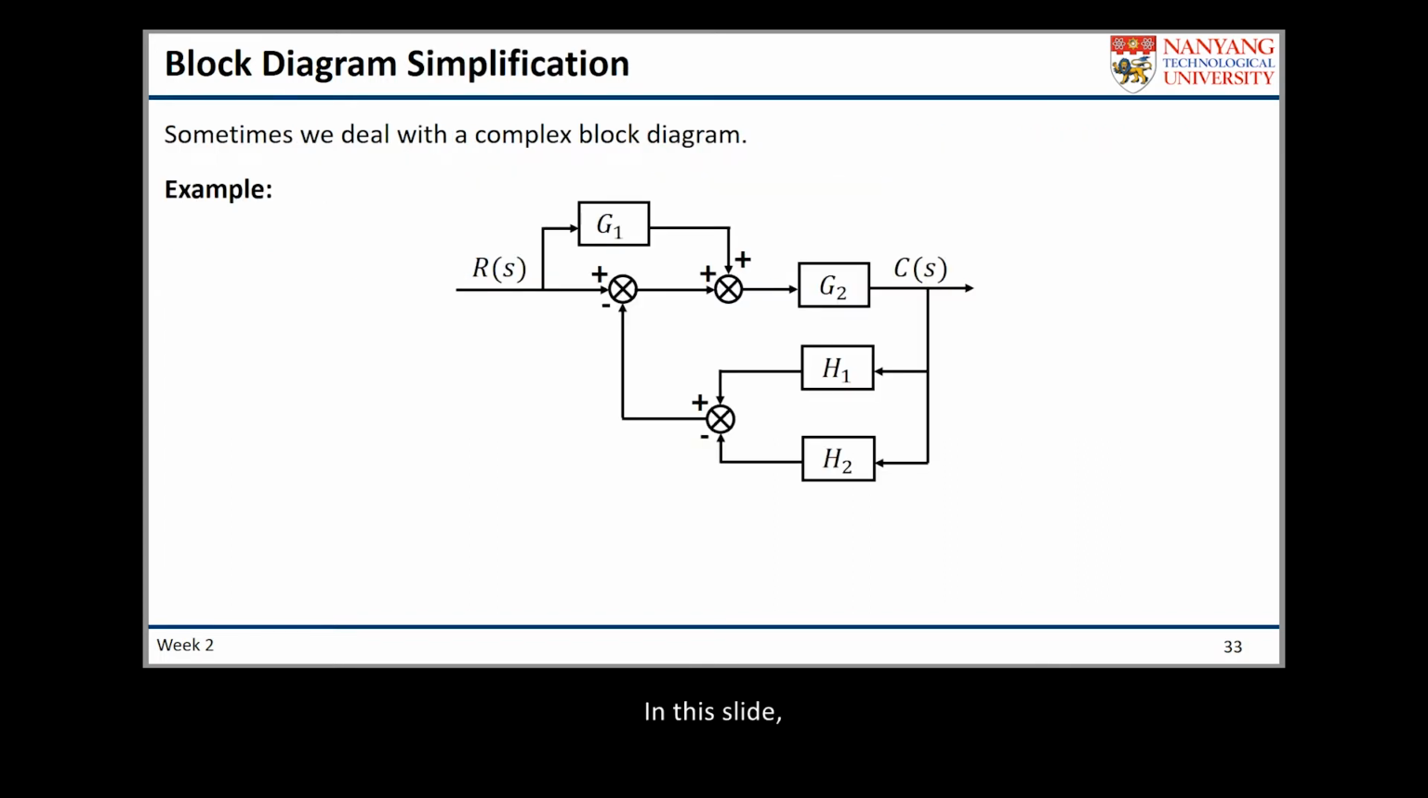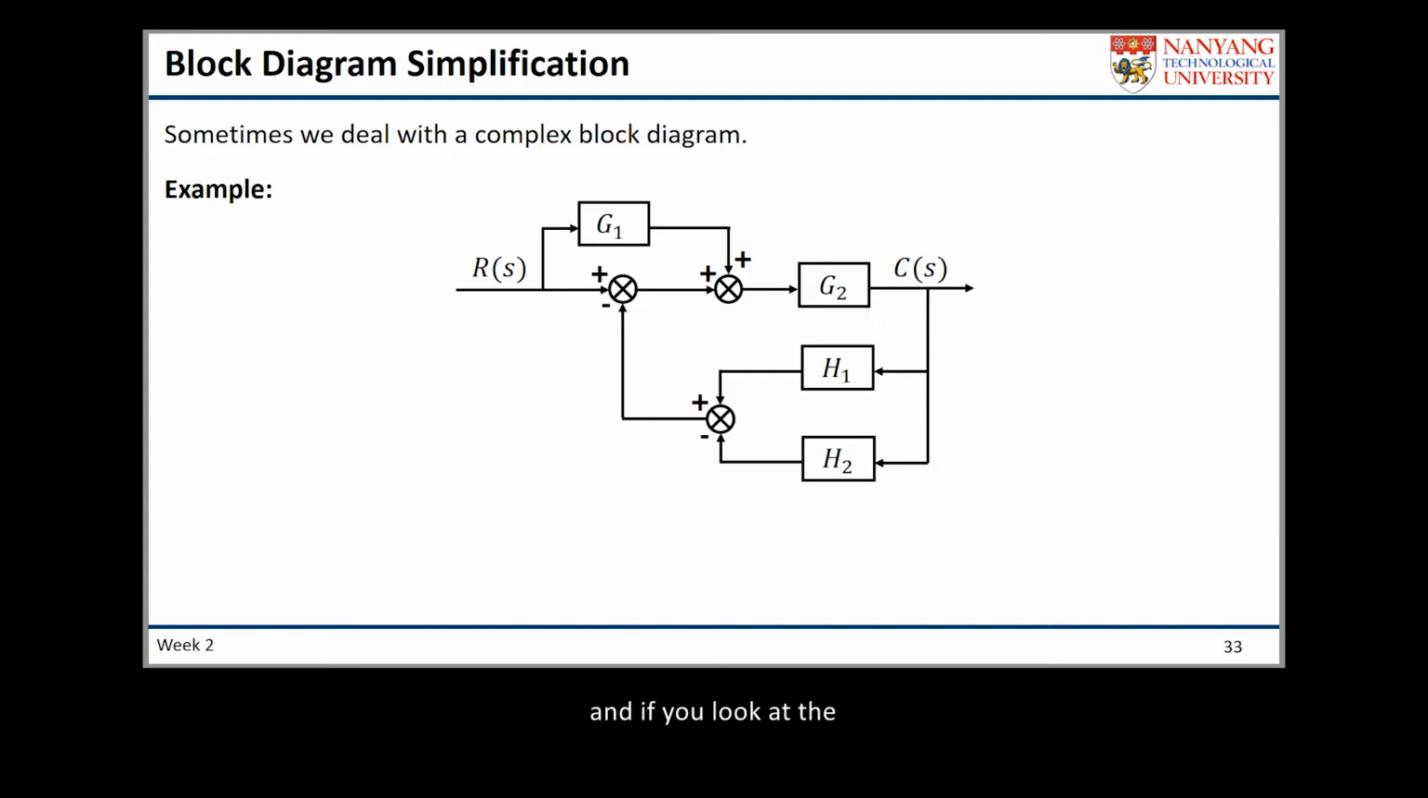Okay, in this slide, you can see an example of a complex block diagram. This might not be the most complex block diagram that you might encounter, but it will illustrate how complex a block diagram you might encounter. This complex block diagram comprises 4 subsystems with different transfer functions. So you have blocks with transfer functions G1, G2, H1, and H2.